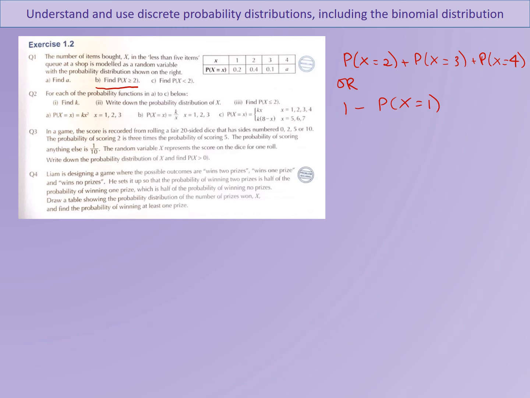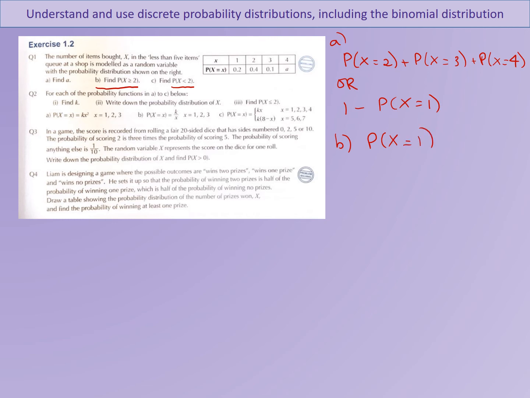Be careful if you have a question that has either a strict inequality or not strict. So for part B, you want the probability that x is less than 2. That means you don't want the probability of 2 to be part of that question, so you're actually only looking for the probability that x is equal to 1.